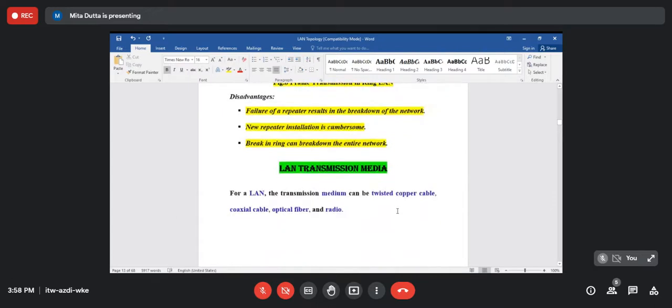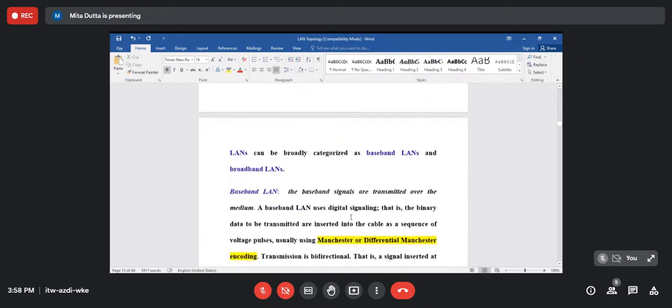Now the LAN transmission medium. Wireless LAN uses a transmission medium that falls under unguided. And here it is a guided transmission medium, either copper twisted pair cable, coaxial cable, or optical fiber. And radio is for wireless LAN.